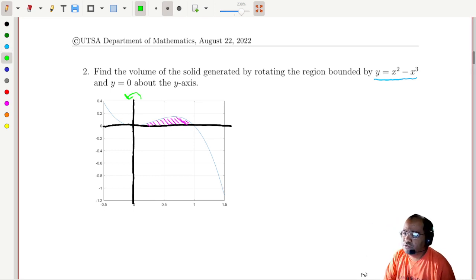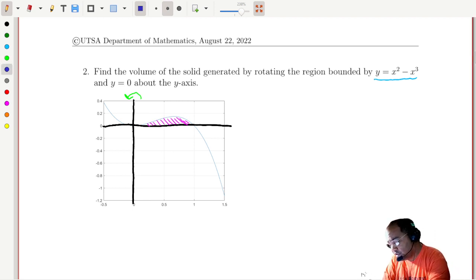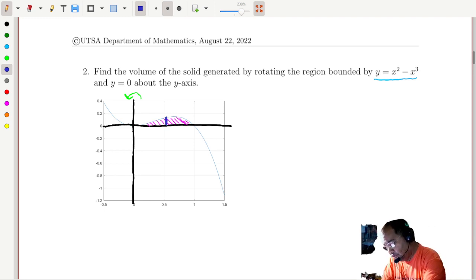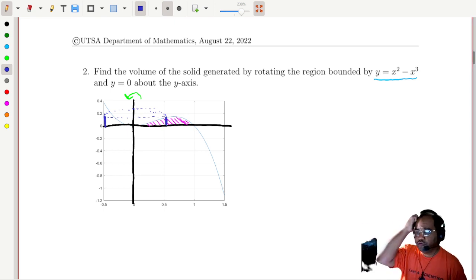All right. So now again, we got to think, well, what would a typical shell look like? Let's do that again in blue. So this is a little strip here. Remember, we're going to slice parallel to the axis of rotation. Here we're rotating around the y-axis. And our little shell here, okay, it looks something like this. Imagine like a little bundt cake. Okay. That's what our little shell will look like.